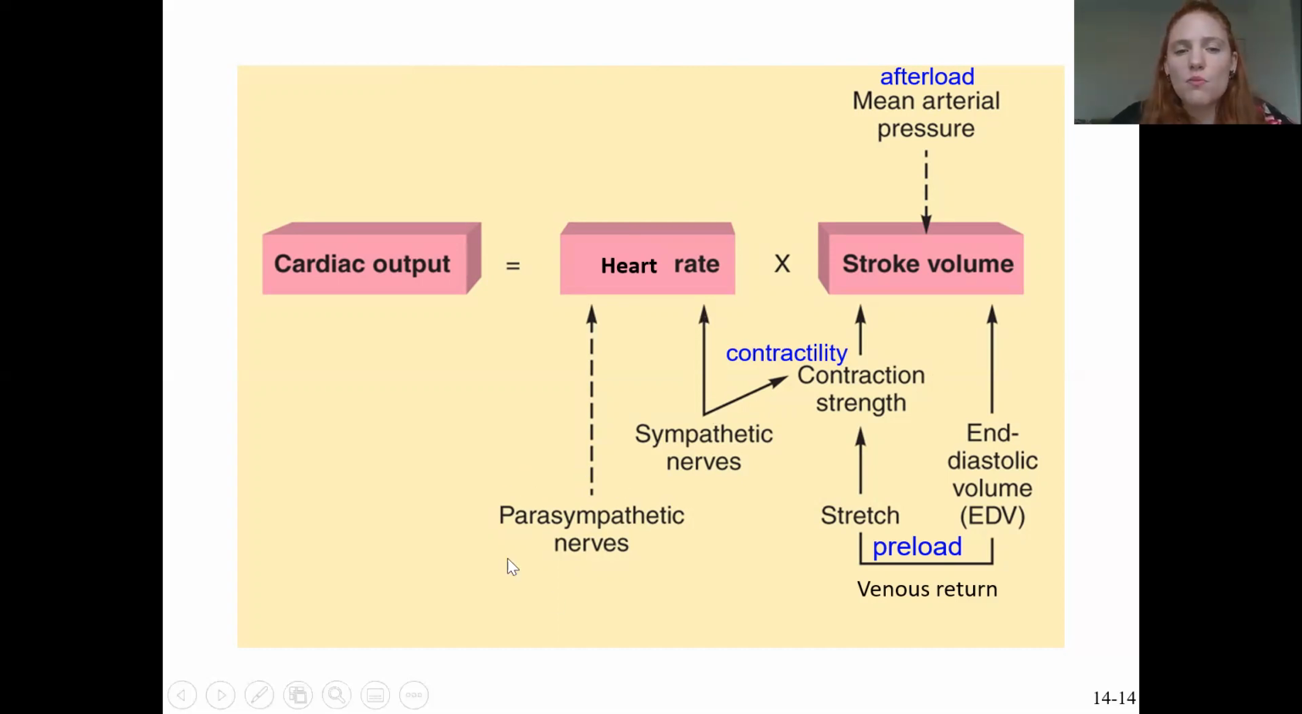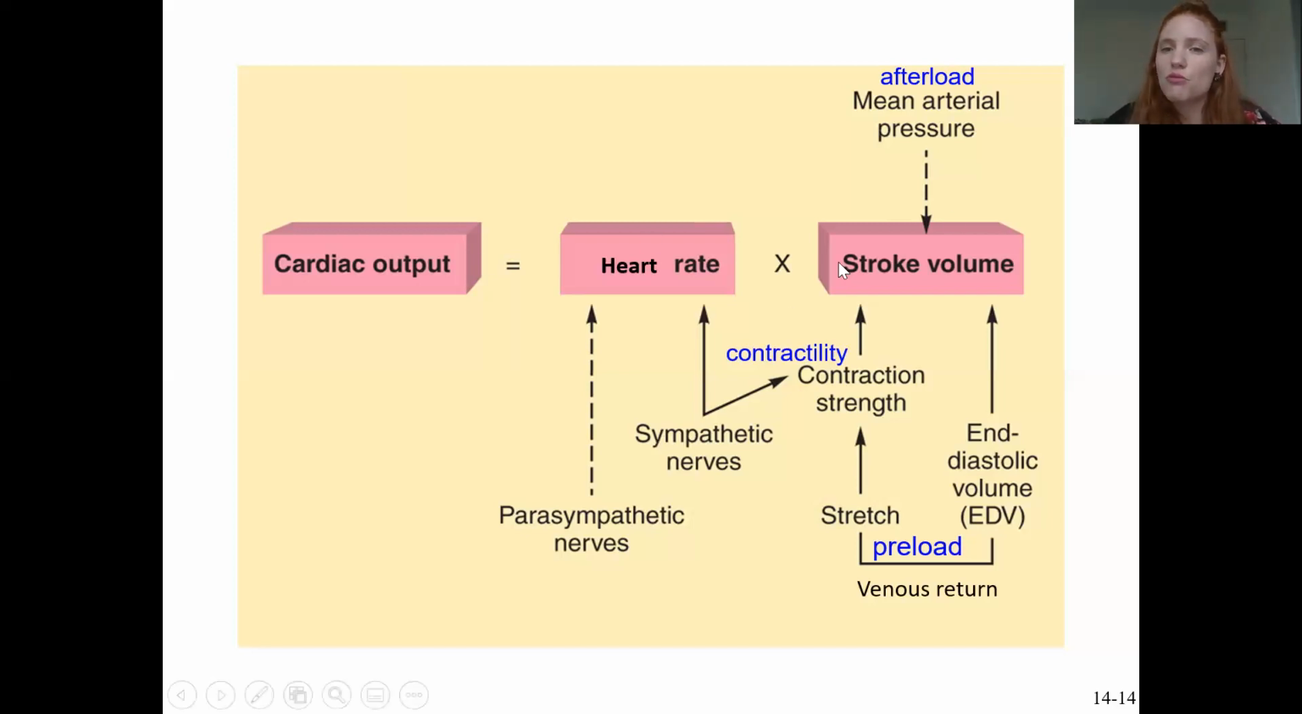So if you have the parasympathetic nervous system decreasing heart rate and stroke volume is staying the same, so the same is coming out per contraction, but you have fewer contractions, what's going to happen to cardiac output? A decrease in heart rate means a decrease in cardiac output, right? If you contract less often, less will come out per minute. Okay, hopefully that makes sense to you. If not, you need to play around with the variables.